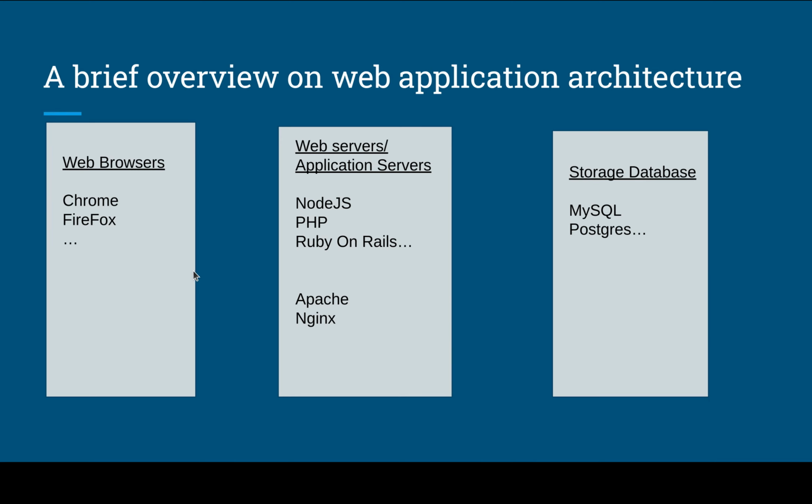Some applications also have web servers on the back end. Web servers are basically scripts that run on the back end. Normally the user does not interact with them, but through things like HTTP requests, we can send some data to these web servers to perform some tasks, some business logic on the back end.